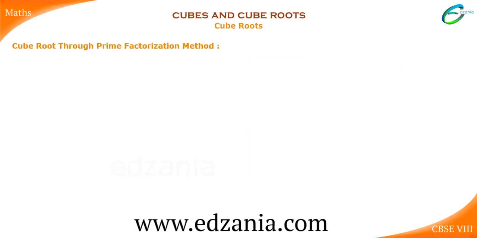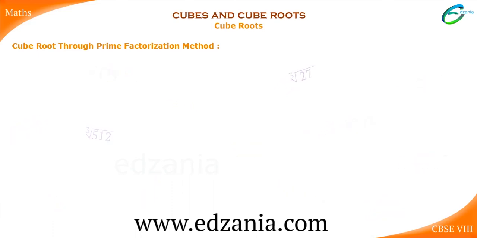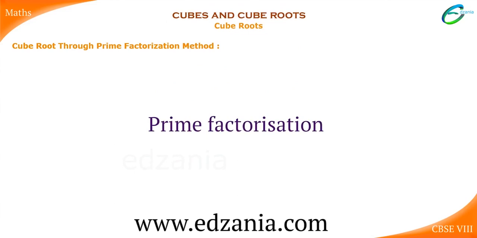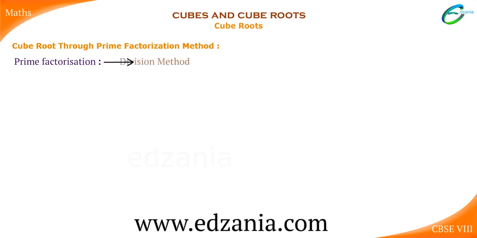Cube root through prime factorization method. Generally, we can easily find the cube roots of 2-digit numbers and 3-digit numbers. But for 4 or 5-digit numbers, it is a little difficult to find. So to find the cube root of 4 or 5-digit numbers, we use prime factorization method. Already you know how to factorize the given numbers. Factorization can be done by division method.